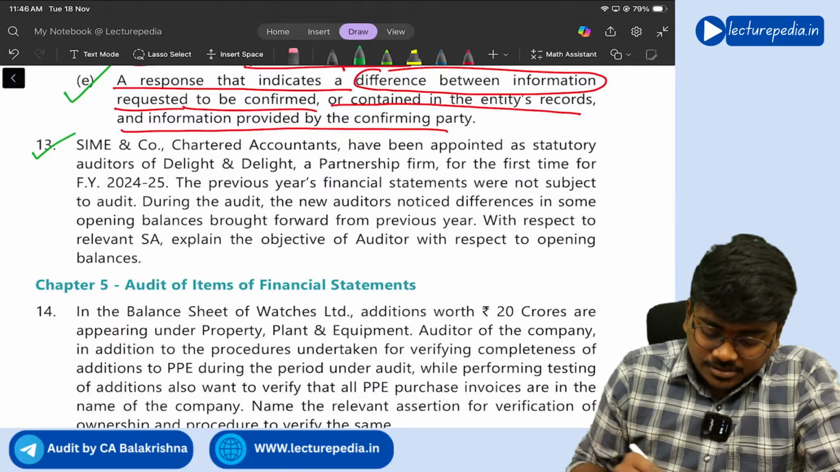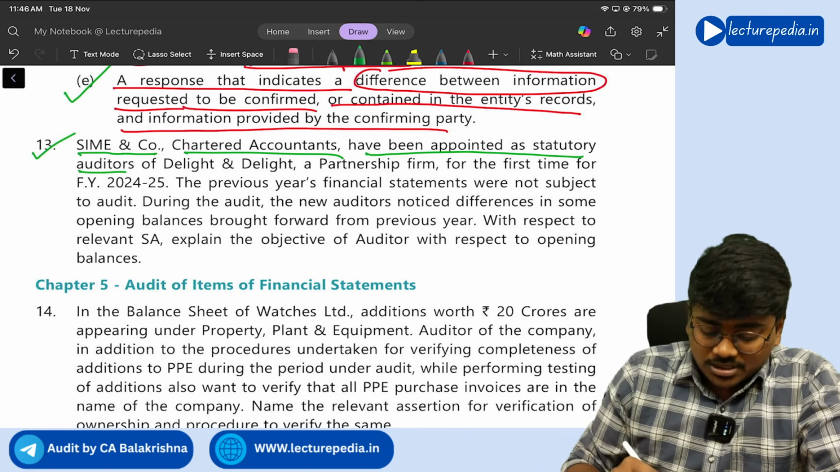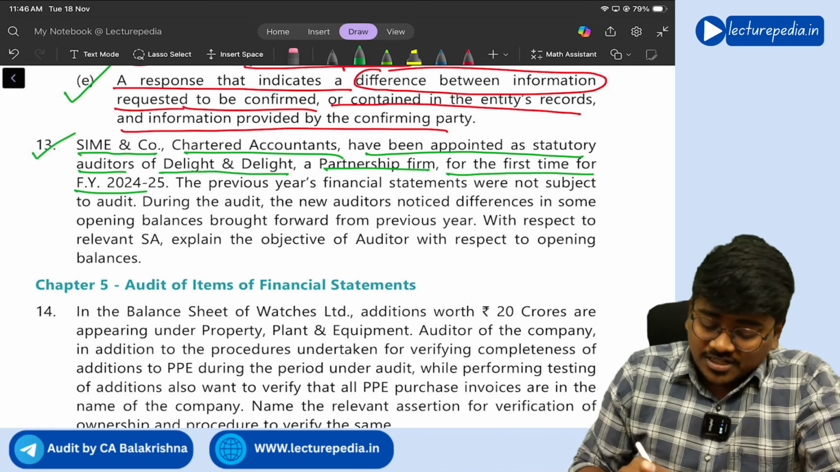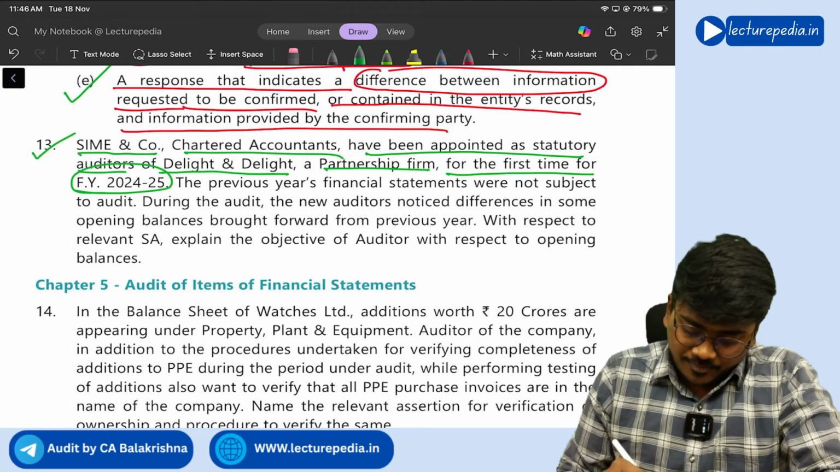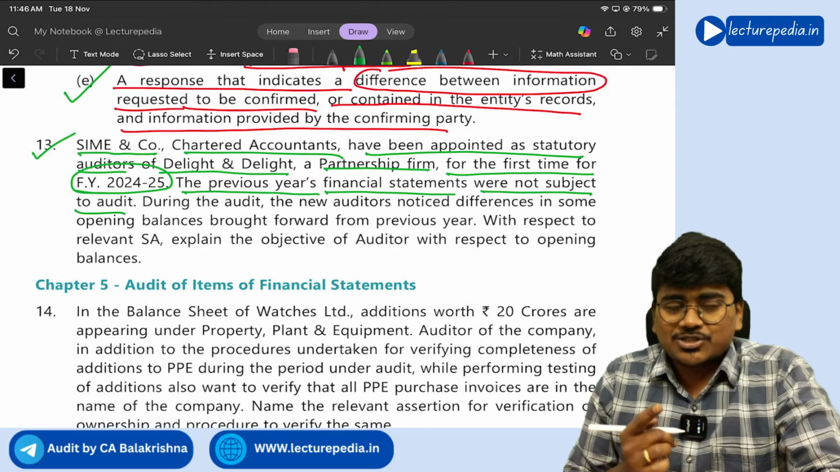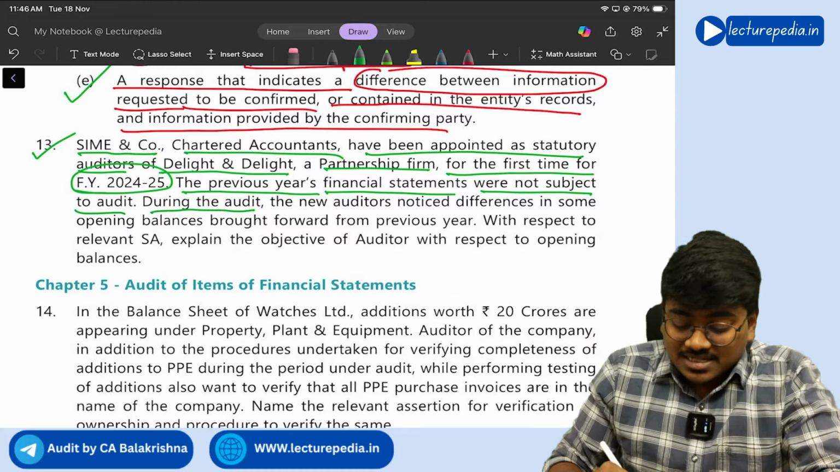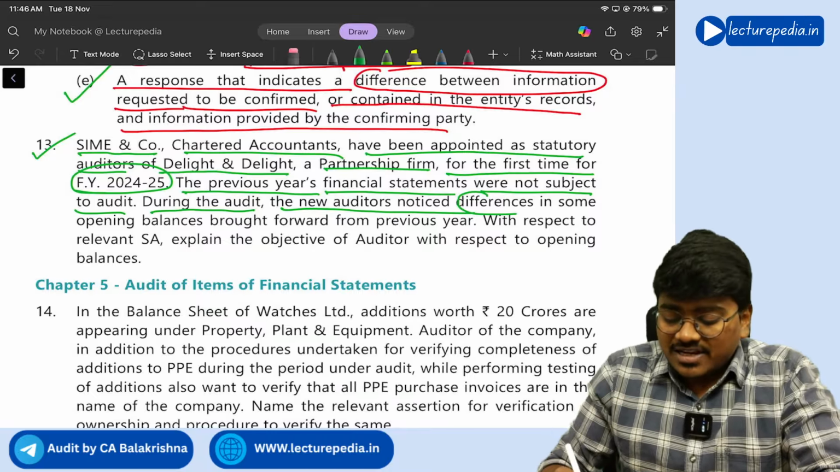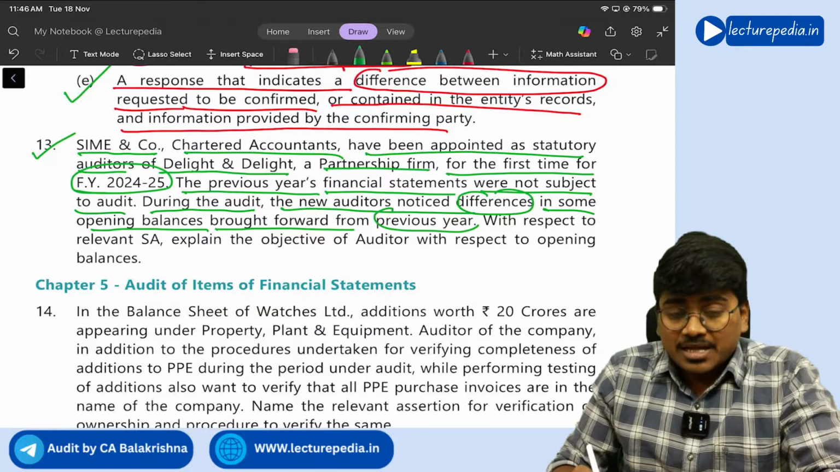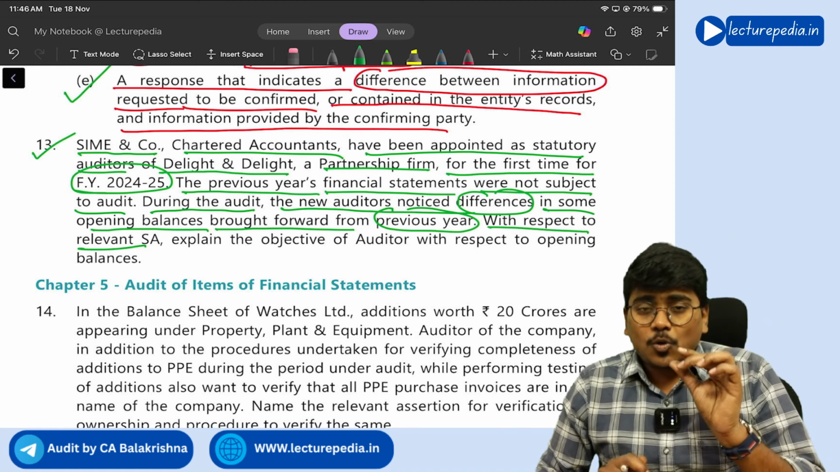Next, question number 13. Saini and Co Chartered Accountants have been appointed as the statutory auditors of Delight and Delight, a partnership firm, for the first time for the financial year 24-25. The previous year's financial statements were not subject to audit. So, previous year's financial statements have not been audited. During the audit, the new auditors noticed differences in some opening balances brought forward from previous year with respect to relevant SA. So they are speaking about opening balances.